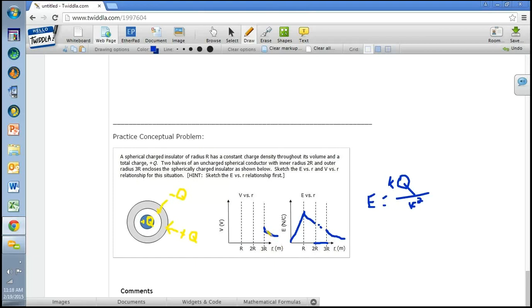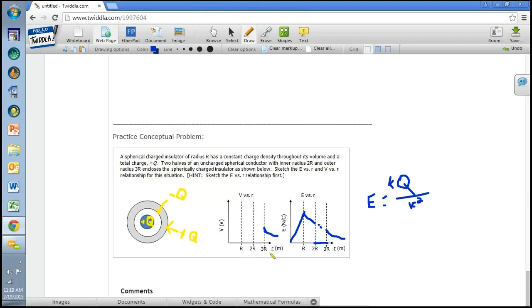What would it be? This is tricky now. Be careful here. What would it be inside the conductor between 2R and 3R? It would be constant, right? But would it be zero constant or what? I have one zero and I have lots of constants. Not zero, right? We have a constant voltage, but not zero.